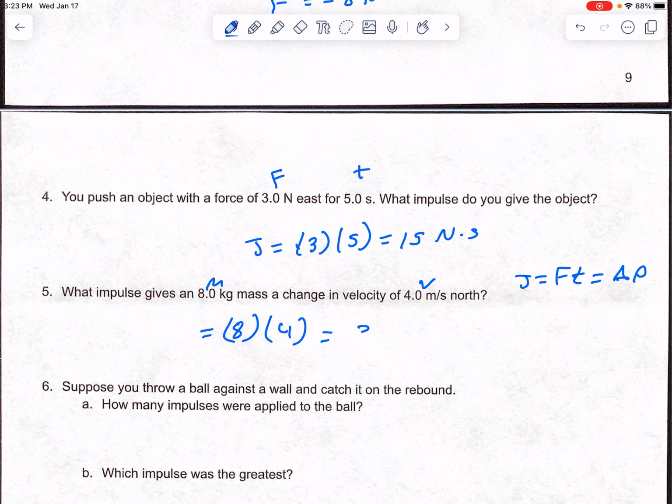And you get a value of 32. You can say newtons times seconds, or you can say 32 kilograms times meters per second. Either one's fine as long as you have one of those. So either one of those would be your answer.